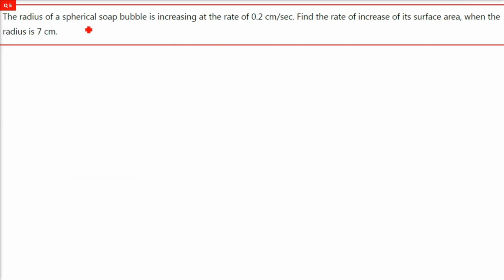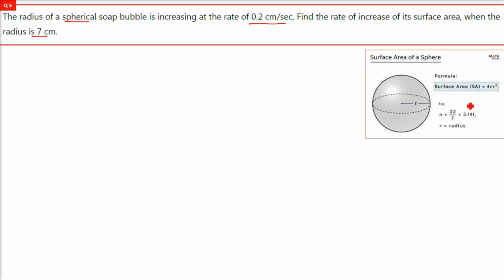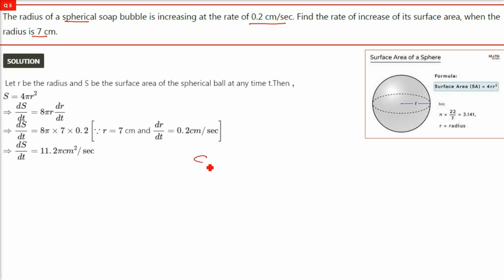The radius of a spherical soap bubble is increasing at the rate of 0.2 centimeter per second. Radius, sphere, rate of increase of the surface area. So we have to find out, we have to know basically the surface area of the sphere, and the radius is given. At what point we have to find out? So we know that the surface area of the sphere is 4 pi r square. It's already given that the radius of the spherical soap bubble is increasing at the rate of 0.2 centimeter per second. So dr by dt is already given as 0.2 centimeter per second.